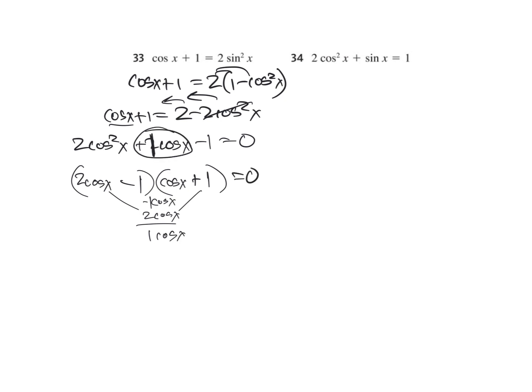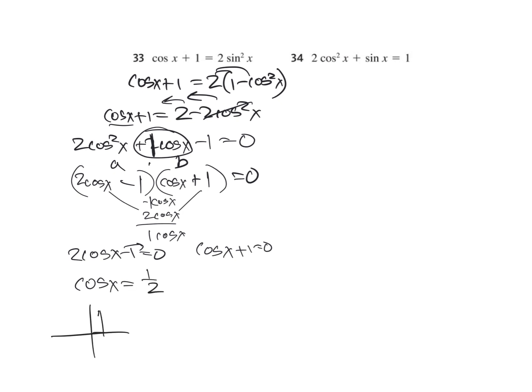So there's your factoring, and now you have your a times your b. So 2 cosine of x minus 1 equals 0, and cosine of x plus 1 equals 0. So add 1, divide by 2. So where is x? Positive 1/2, right here at pi over 3, and down here at the bottom at 5 pi over 3, plus 2 pi n, plus 2 pi n. Those are your two answers for the first part.